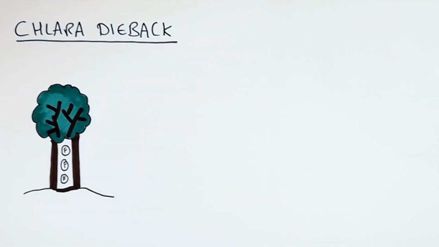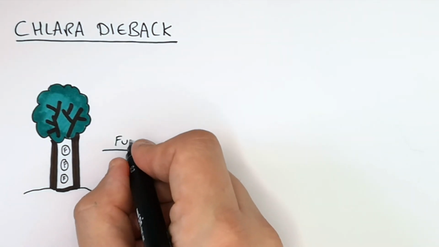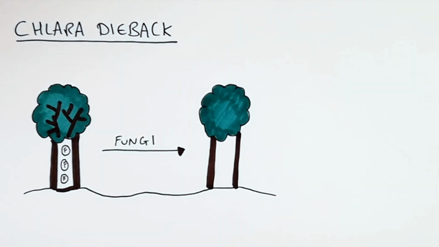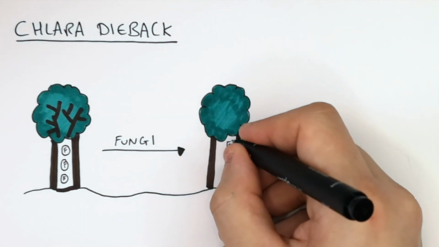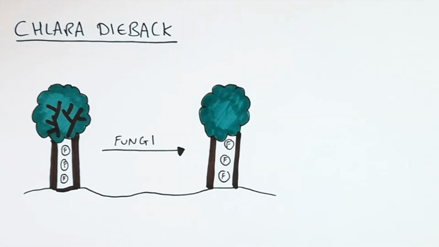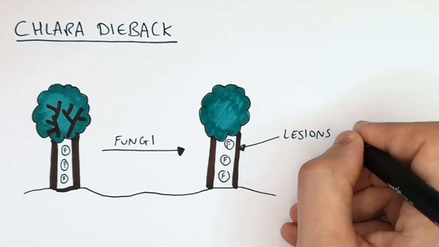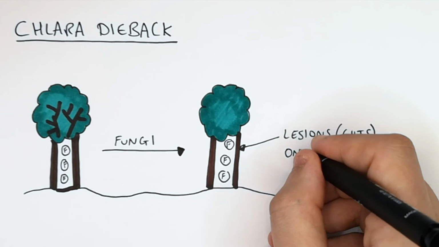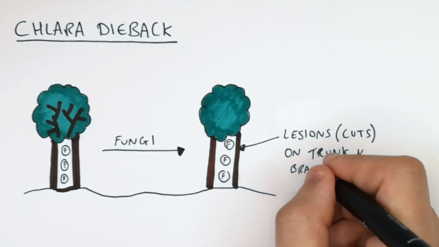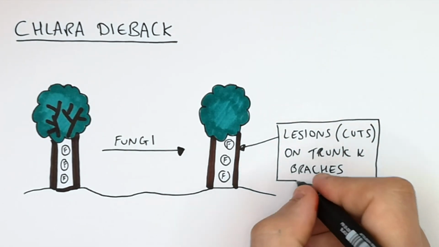Chalara dieback is a fungal infection that affects trees. The Chalara dieback fungi can be spread by the air, so if the fungi comes into direct contact via air transmission, the new tree can get that disease. The symptoms of Chalara dieback on the tree is that it gets lesions. Lesions are cuts, and these lesions occur in the bark of the tree and also in the upper branches.